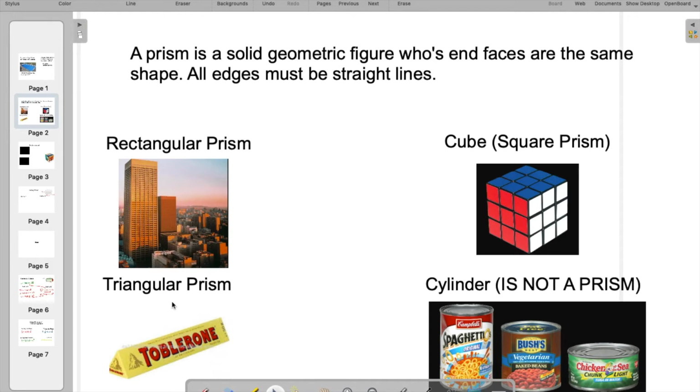A triangular prism, this is my favorite candy in the entire world, Toblerone. If you notice, the front and back are identical triangles, but that could be top and bottom depending on how you turn it. Now, a cylinder is not a prism because it has curved edges, but it has an identical circle on the top and bottom. So for volume, it's treated very similar to how a prism is treated.